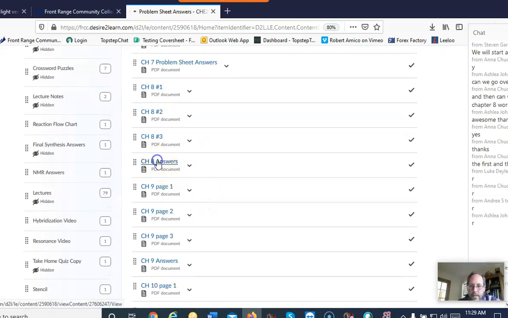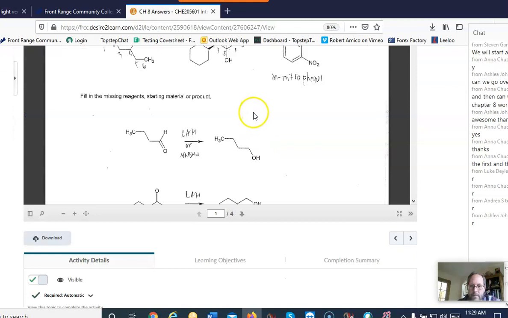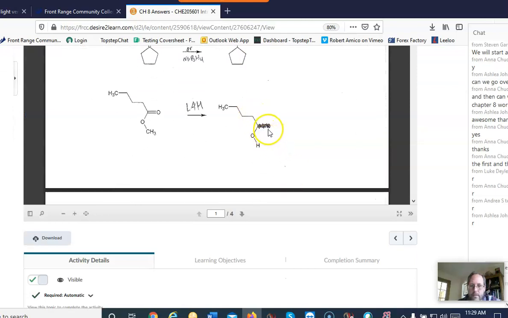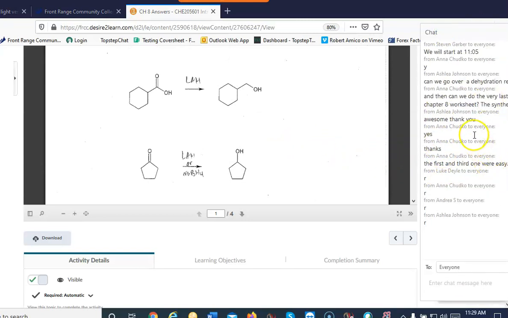I might have changed it in the answer guide. Let me see what I put in the answer guide. Yeah, you see in the answer guide, I erased it. Took it off. So ester, LAH, gives you the alcohol. Just making sure you guys notice that.